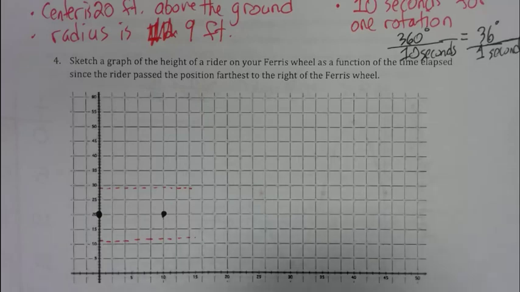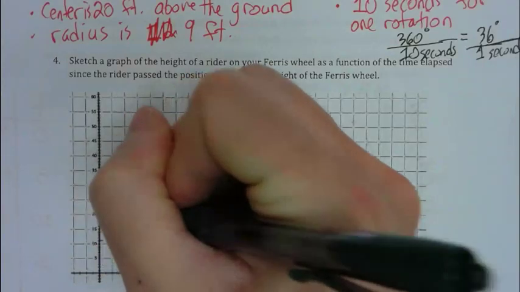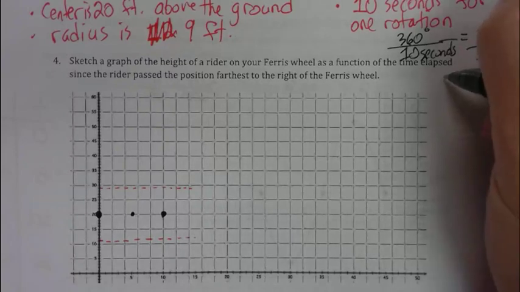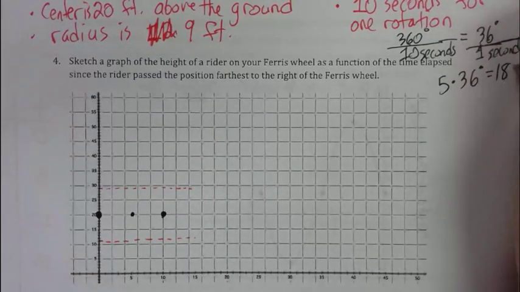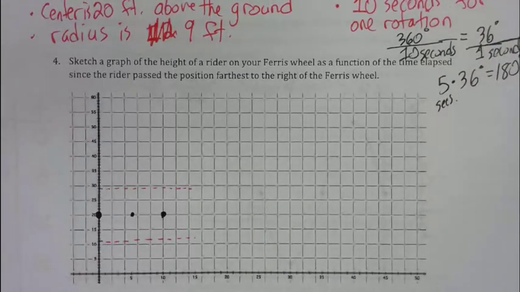We've gone halfway through the circle. So after 5 seconds, we would know that we're halfway through the ride. If you do 5 times 36, well, that equals 180 degrees. And we could write that over here. 5 times 36 degrees is 180 degrees. 5 seconds in, we'd be halfway through the circle.